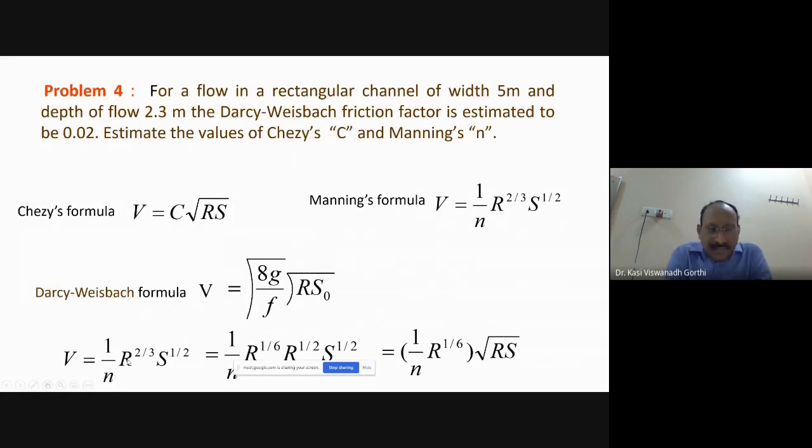1 by N into R to the power 1/6 into R to the power half. What I have done now here, I have changed it. This R to the power 2/3 has been changed into R to the power 1/6 into R to the power half.